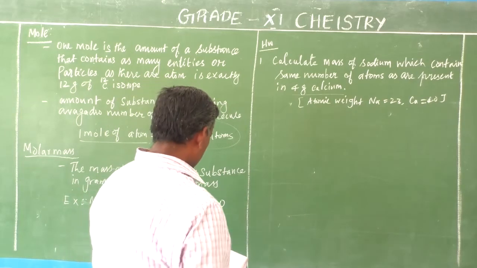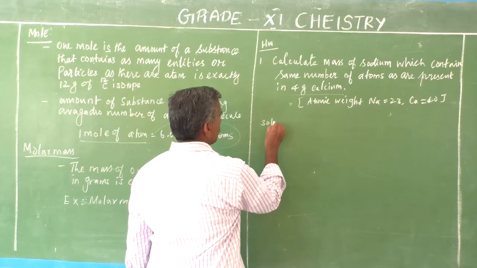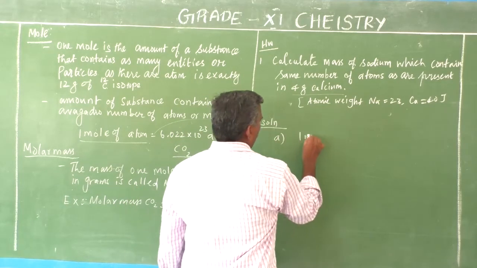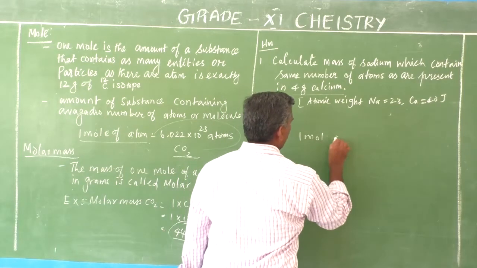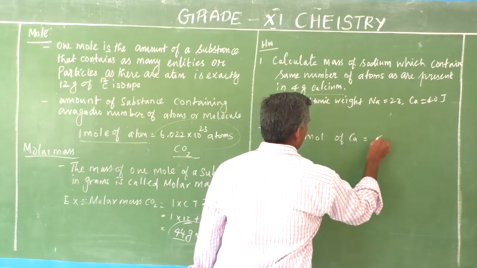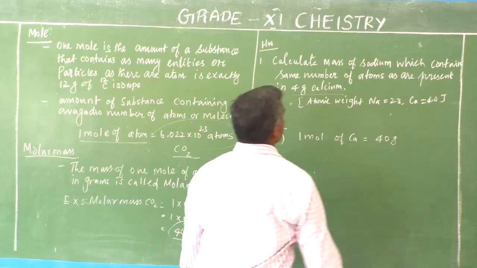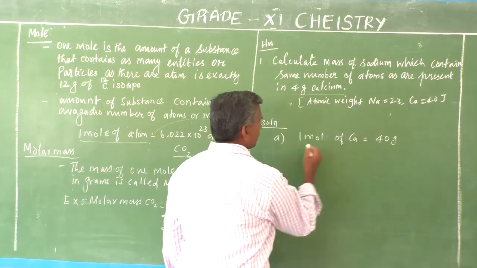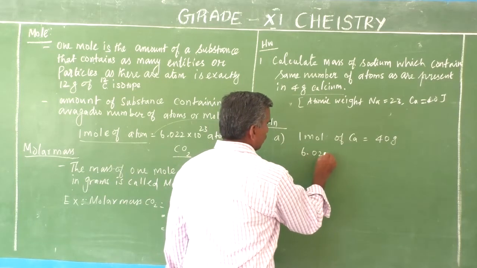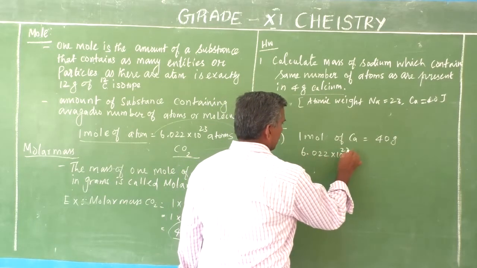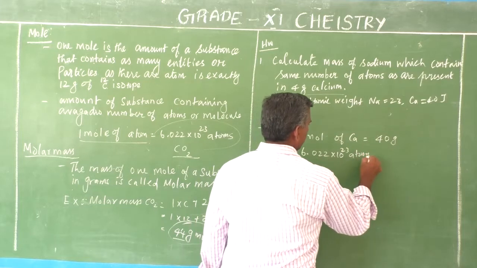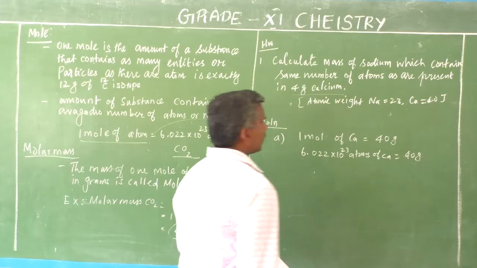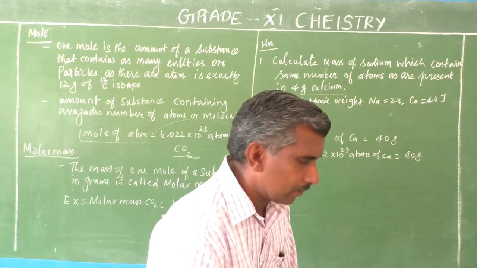We find the solution. First, 1 mole of calcium is equal to 40 gram. 1 mole of calcium, that is 6.022 into 10 power 23 atoms of calcium, is equal to 40 gram.